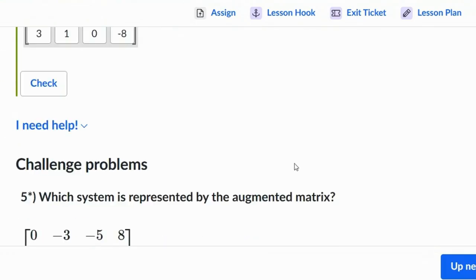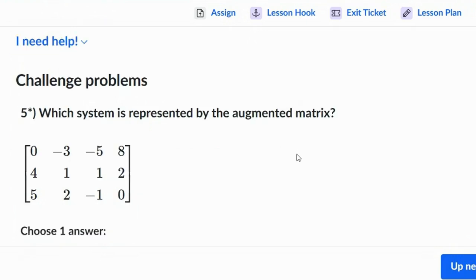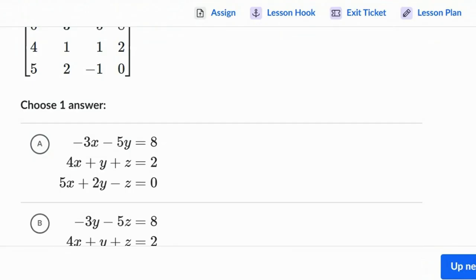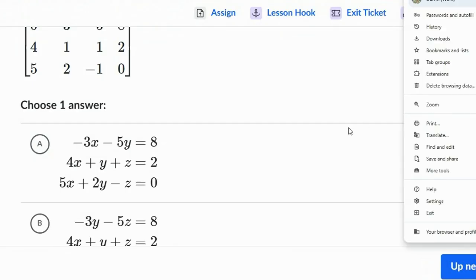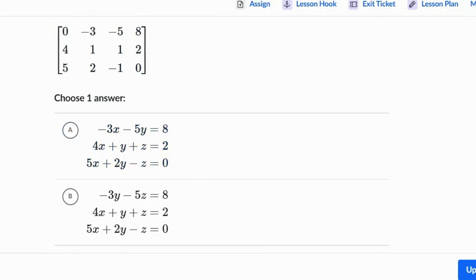Ah, very nice. Oh, challenge problems. All right, let's see. I know some of you have been killing this. We're going to make it challenging. I'm going to make this a little smaller to see everything at the time. Which system is represented by this matrix? We're going to do it the other way. I'm giving you the matrix, and you've got to pick the equations. So here's the matrix. Which of these equations fit that matrix?